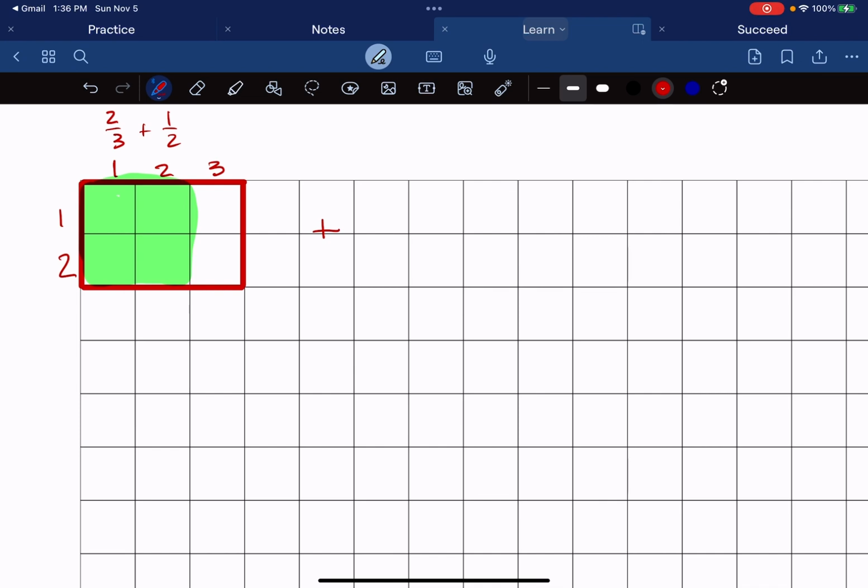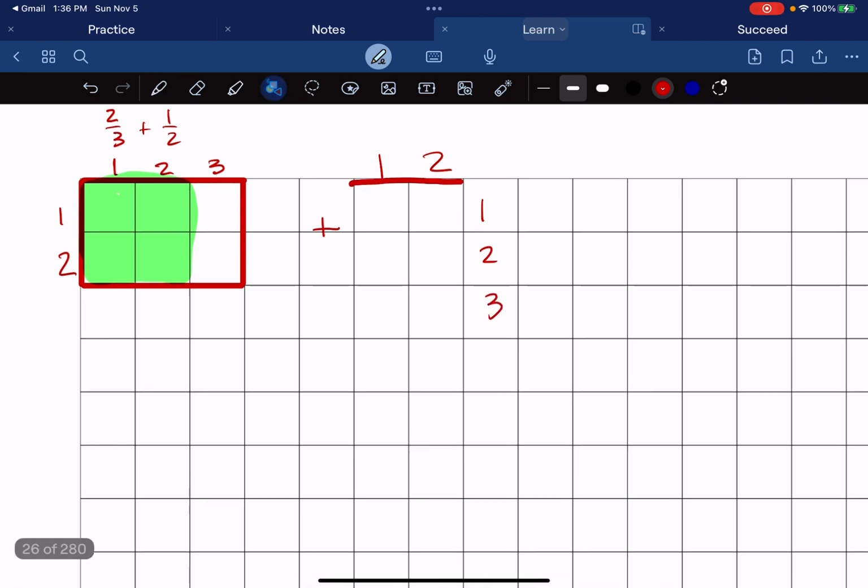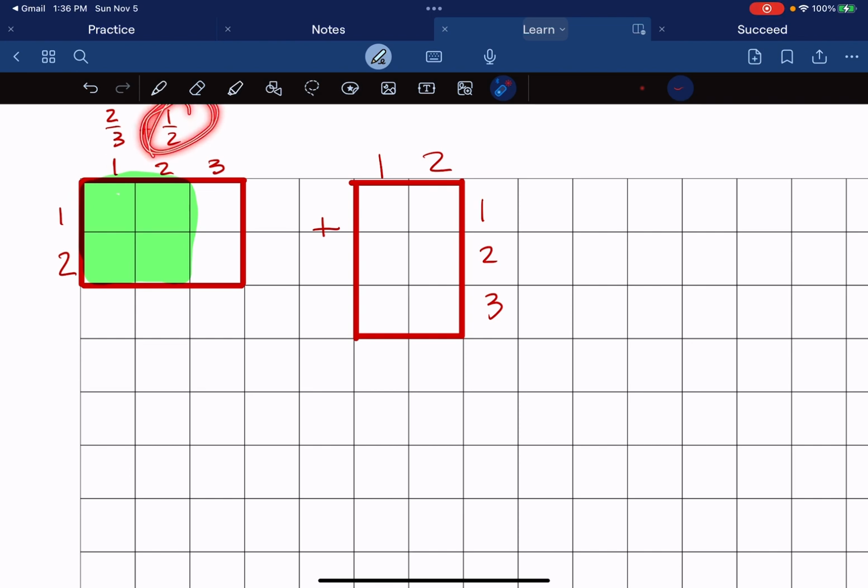Now, let's work with our 1/2. I'm going to count over 1, 2 because I'm working with 2 on the denominator. And for my 2/3, I had 3, so 1, 2, 3. And now I can go create that model. I have 2 across. I have 3 down. And again, we're working with a half. So it tells me to shade in 1 out of the 2. So I look here, and 1 out of 2, so shade all the way down.